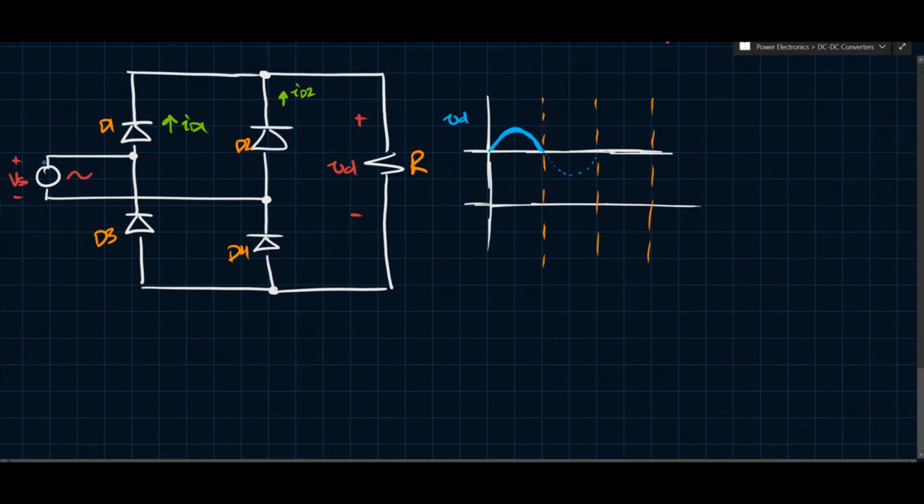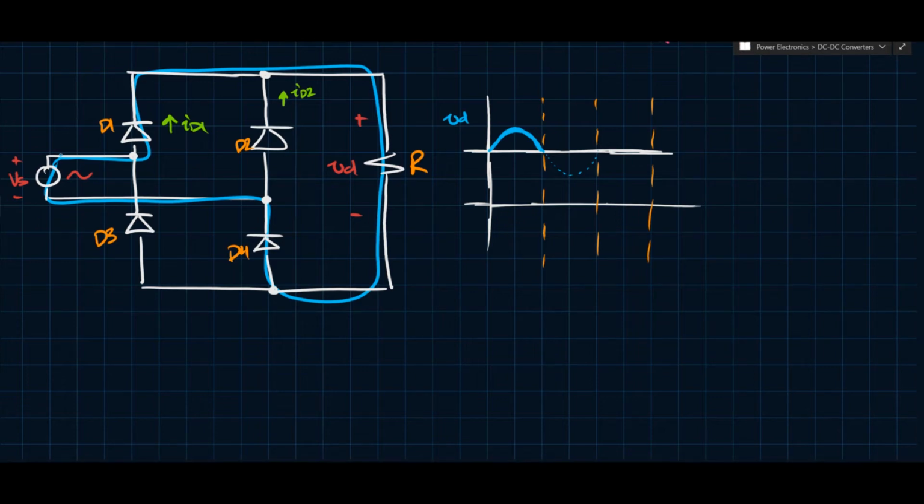So when Vs is positive, D1 is going to be turned on, and then D4 is going to be turned on. So the path between the AC and the DC side will do something like this. It'll go through here, it'll come down through here, and it'll go like this. Okay? So that's the path for this conduction state. And so what happens in this case is D1 and D4 turn on, and they produce a positive voltage across VD. Okay? Just because of the way that they're connected.